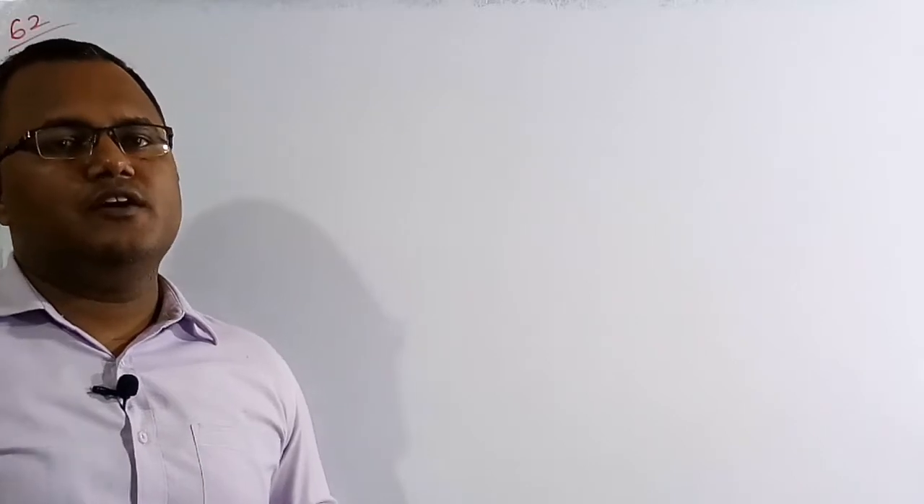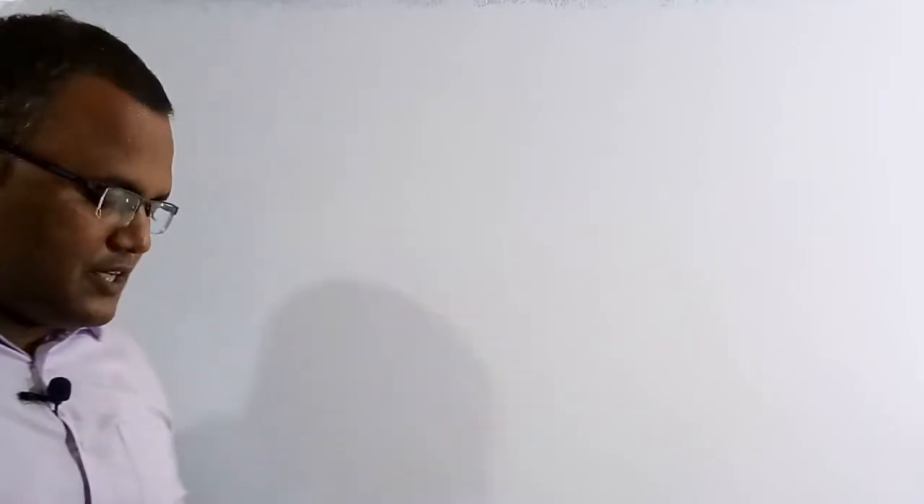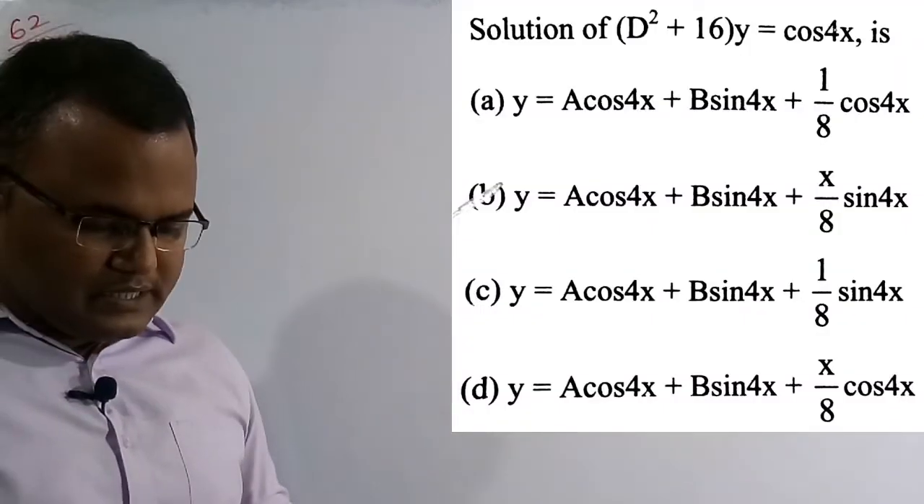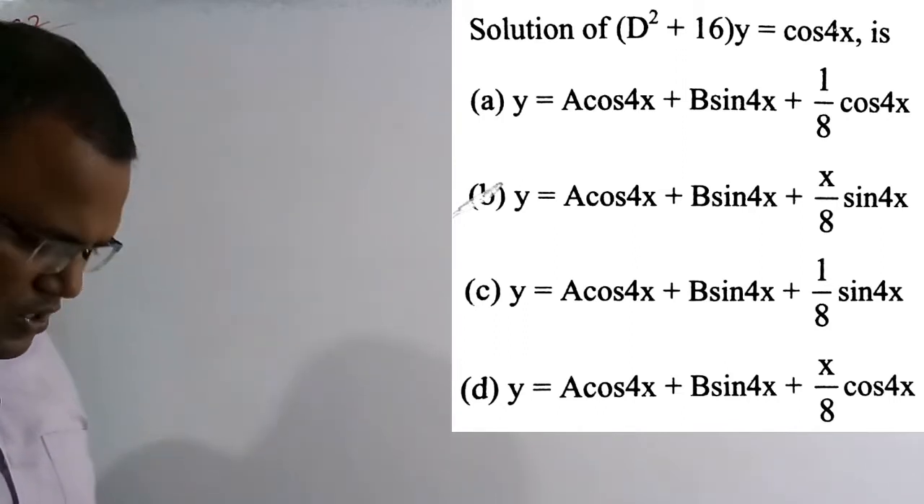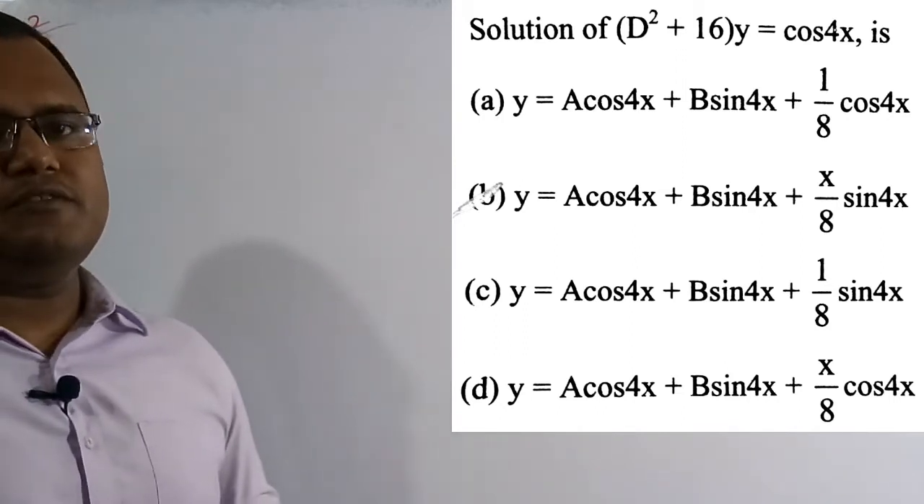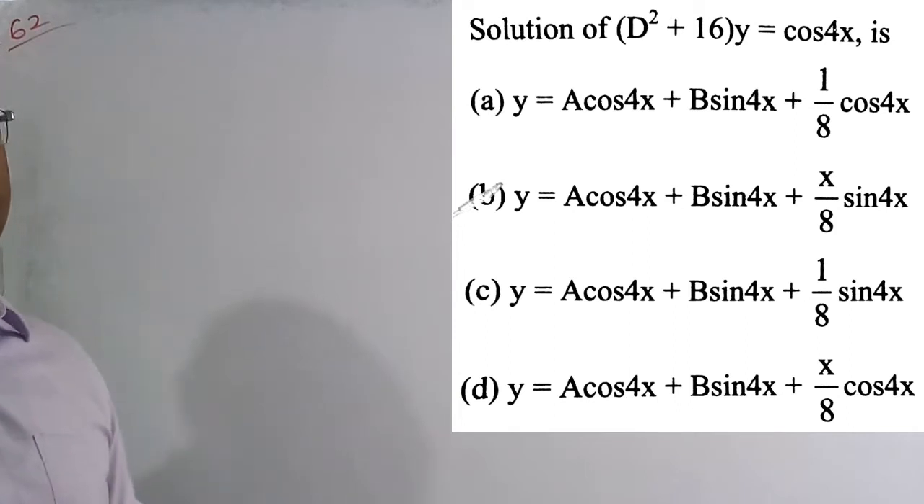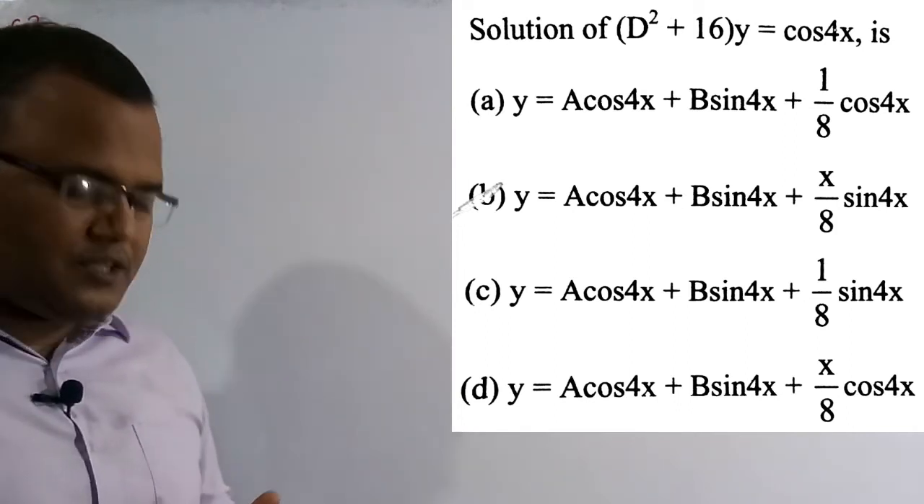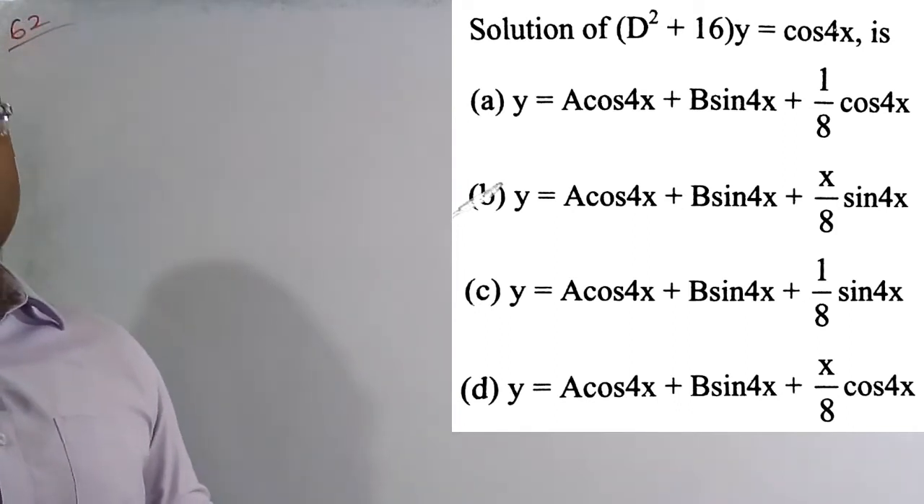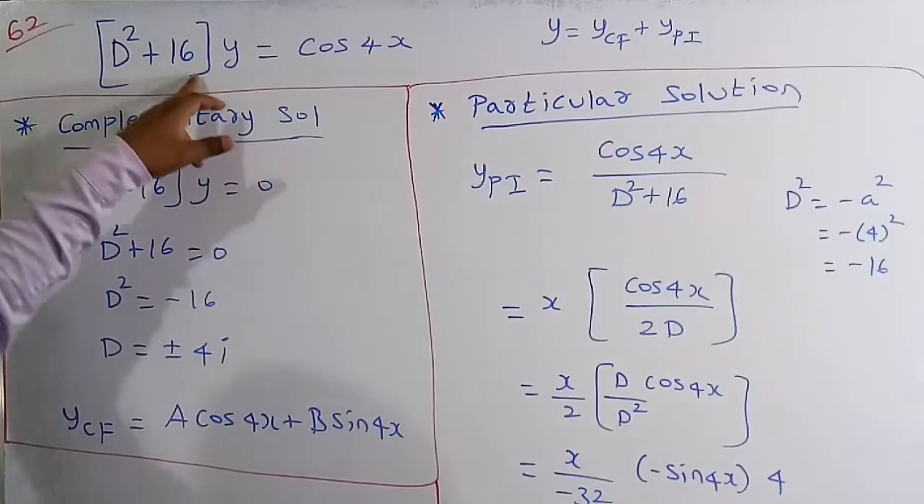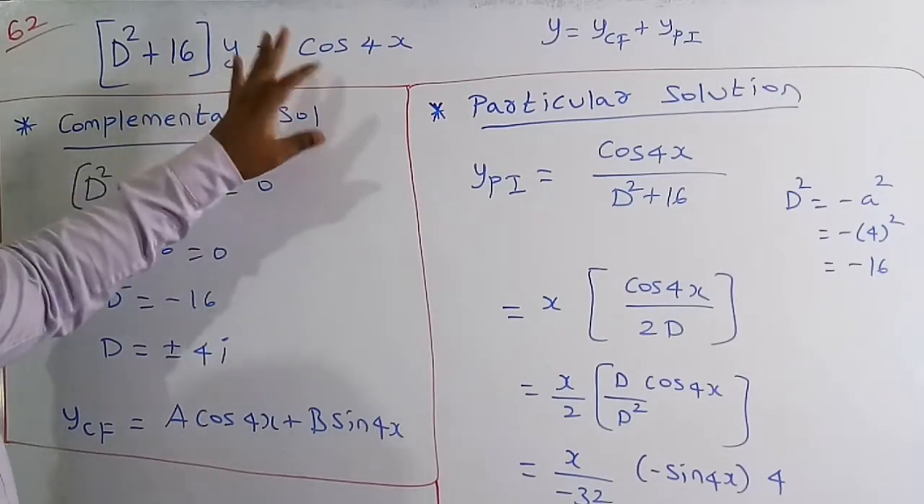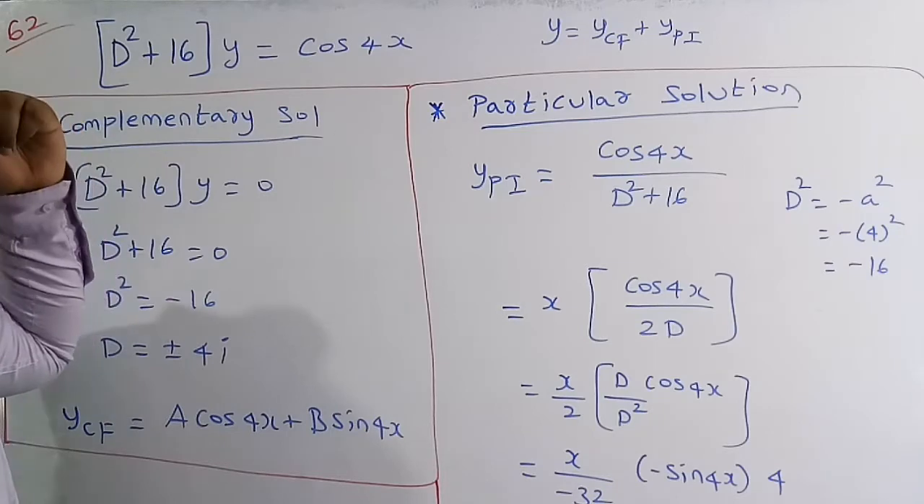Now we are going to solve the 62nd question. See the question here. The solution of d square plus 16 into y is equal to cos 4x. For this differential equation we have to find the solution y. Out of these four options, option B is the correct solution of this question. So let's solve this numerical. This is the differential equation they have given, and we have to find the general solution.